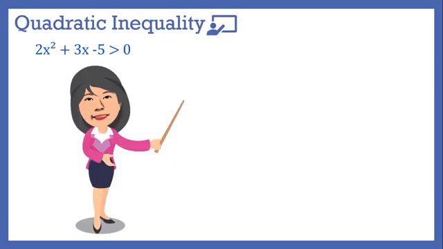Let us graph 2x squared plus 3x minus 5 is greater than 0. To solve 2x squared plus 3x minus 5 is greater than 0 graphically, graph the function f of x is equal to 2x squared plus 3x minus 5.